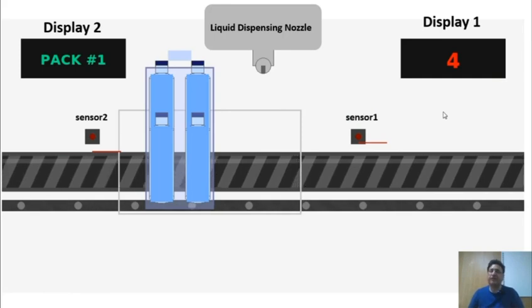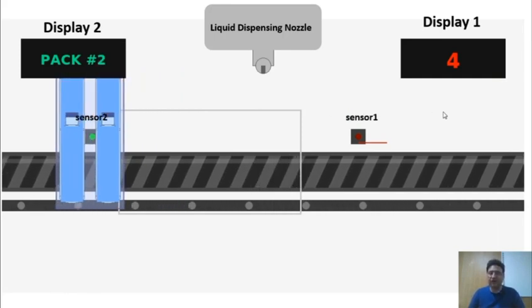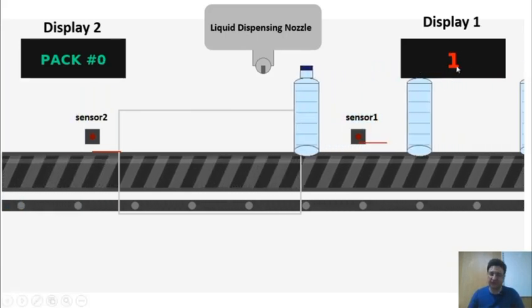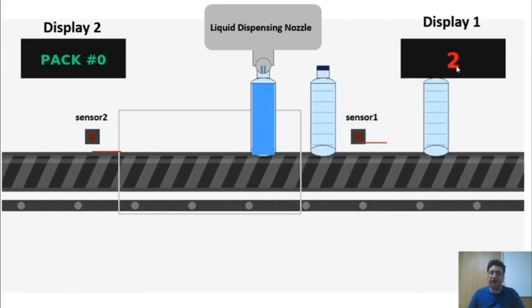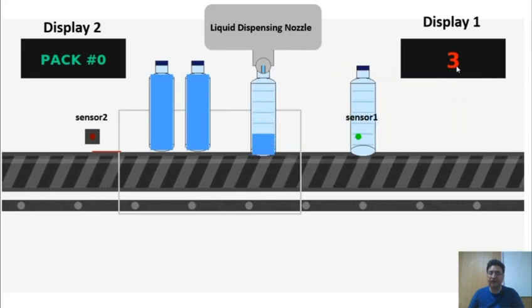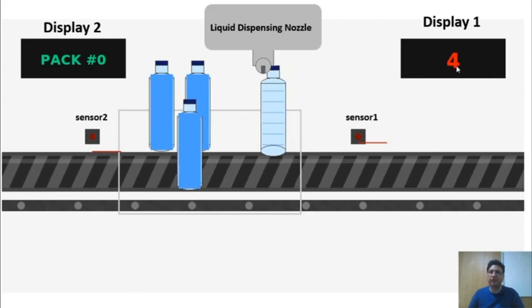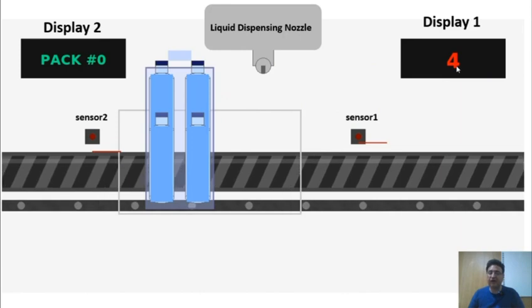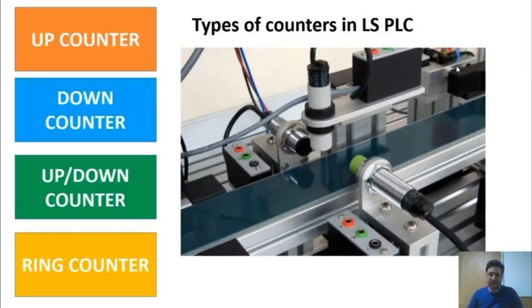Now, depending on the specific type of counter we choose to employ, our counter can be either incrementally increasing or decrementally decreasing. Next, we will get much more familiar with the various types of counters that we can utilize in LS PLCs, and at the very end of this session, we will go into the XG5000 software and learn how to program and configure these counters. So in LS PLCs, we have 4 types of counters: up counters, down counters, up-down counters, and ring counters.